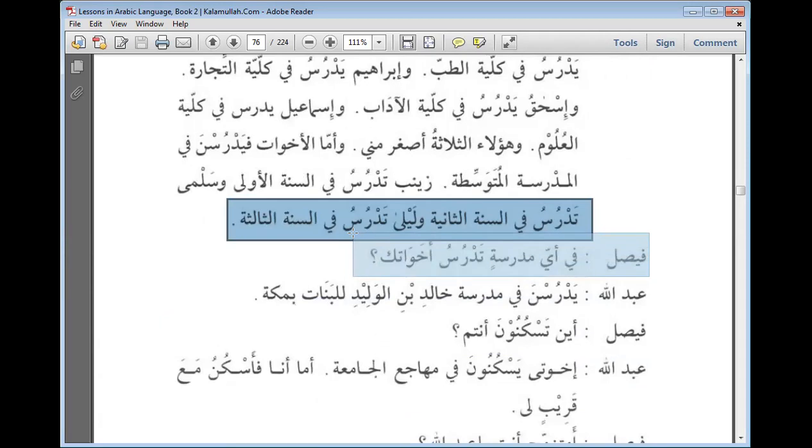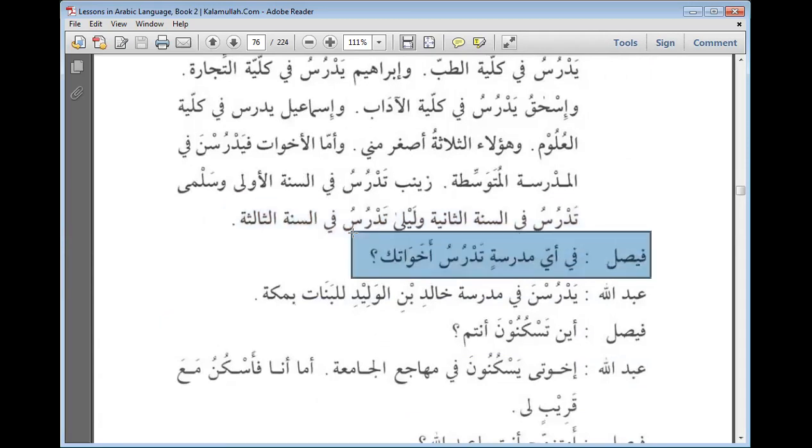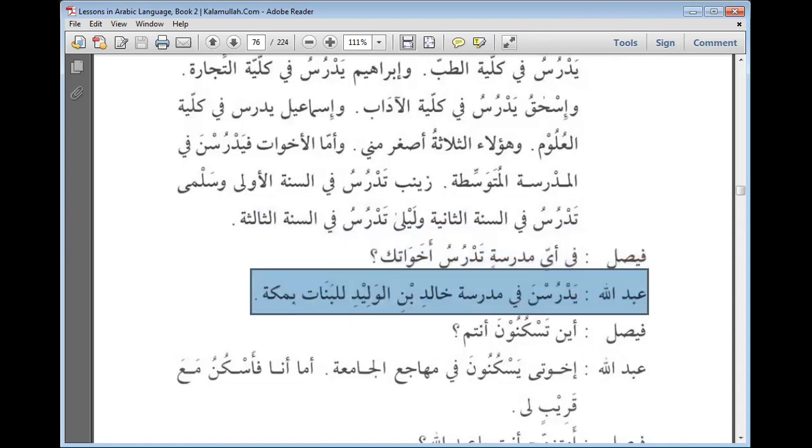فيصل في أي مدرسة تدرس أخواتك؟ عبد الله يدرسن في مدرسة خالد ابن الوليد للبنات بمكة. So they study in a school called Khalid ibn al-Walid for girls in Makkah. So there's a school in Makkah that is a girls' school.